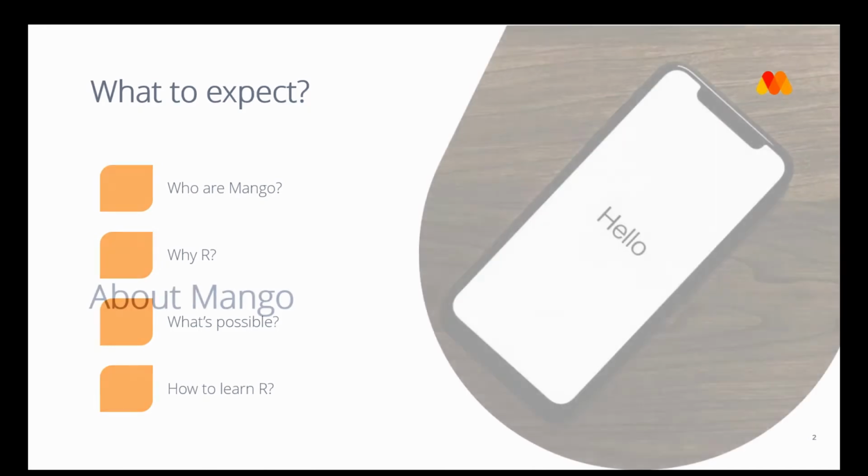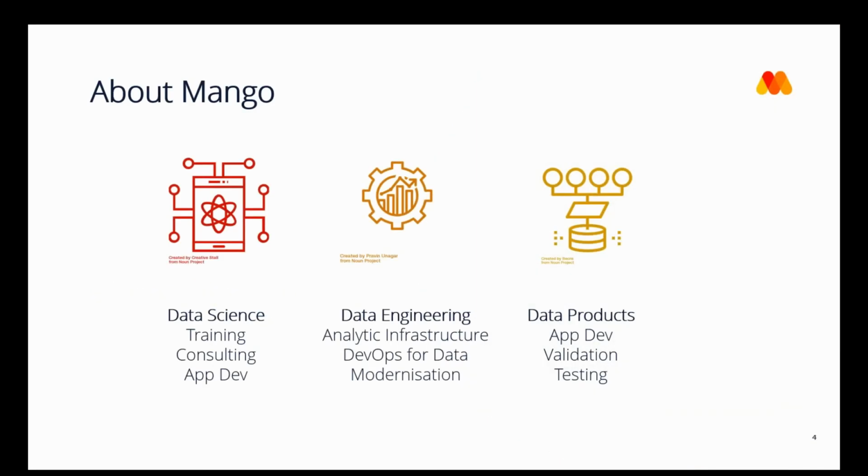So as I said, a little bit about Mango. Mango are a data science consultancy. We are based in Bristol, Chippenham and London, and we offer data science capabilities in three main areas. These are data science, data engineering, and data products. And through these three areas, Mango empowers organizations to make informed decisions using sophisticated techniques such as AI and machine learning in order to deliver data-driven value. And Mango really does this across many sectors. So that's all I've got to say about Mango.